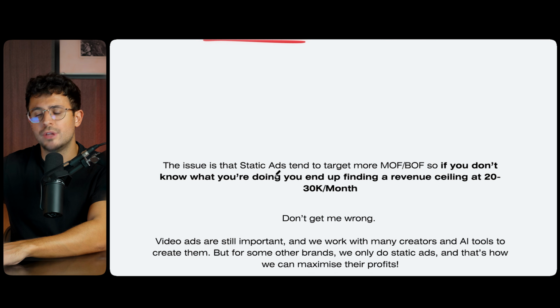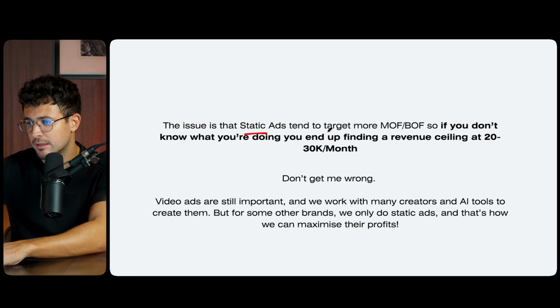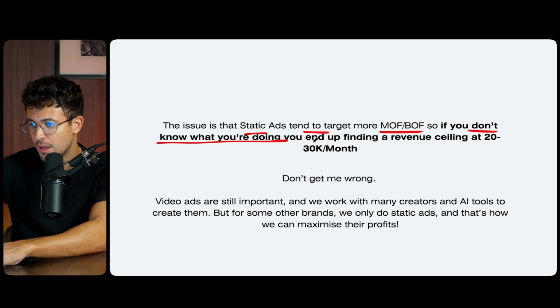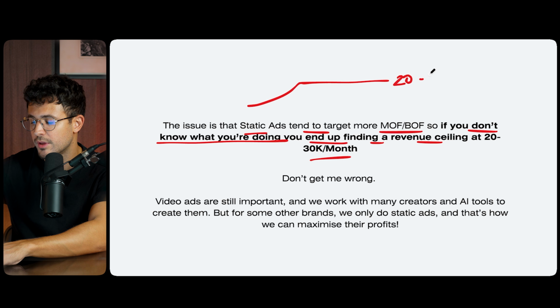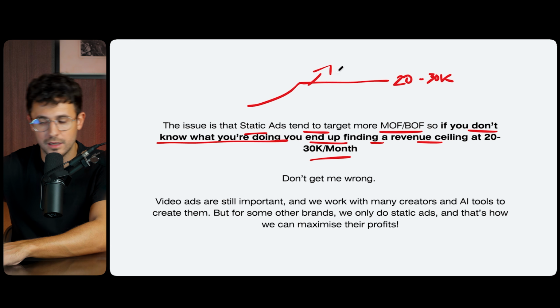Now let me actually go into the issue with static ads. The issue is that they tend to target more middle funnel and bottom funnel. So if you don't know what you're doing, and this is very important, you will end up finding a revenue ceiling at 20-30k a month. That means that you're going to start getting good results, and then at 20k or 30k a month in ad spend, you will find a ceiling. So you cannot scale above this while maintaining a good or above-target return on the ad spend.